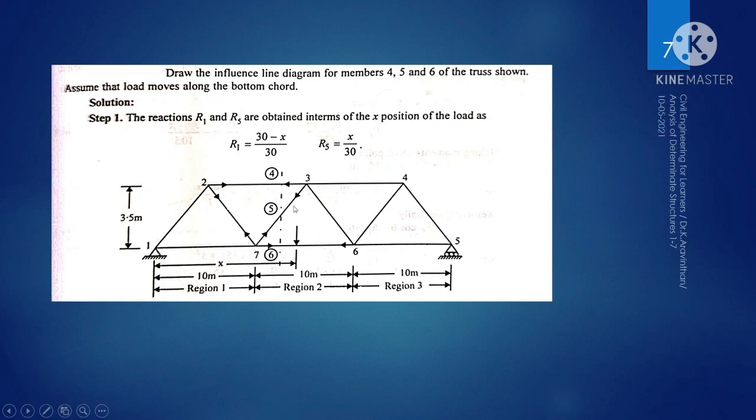And how to find the reaction R5? It is X by L, that is the formula. You can check my previous video for identifying the influence line of a simply supported beam. There you can find the formula. You can keep that for reference. Now first we have to find the reaction. Reaction R1 equals 30 minus X divided by 30 and R5 is X by 30.